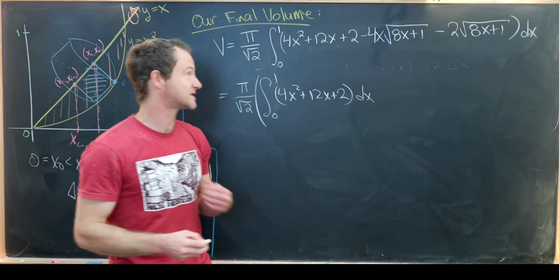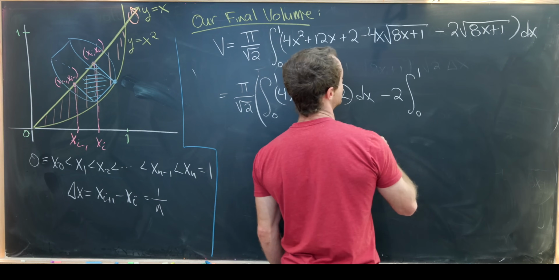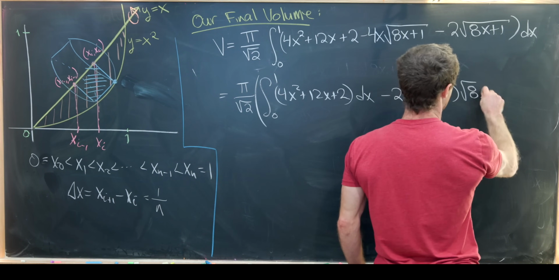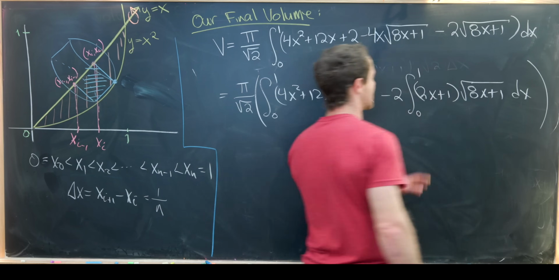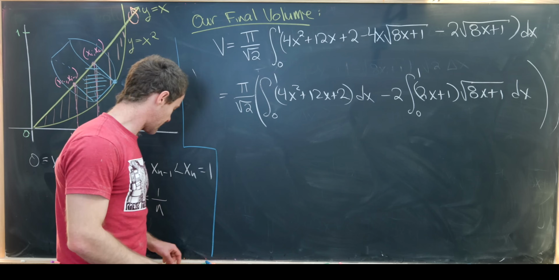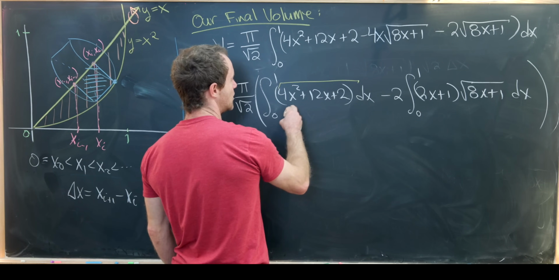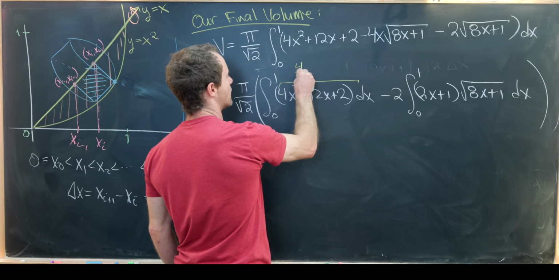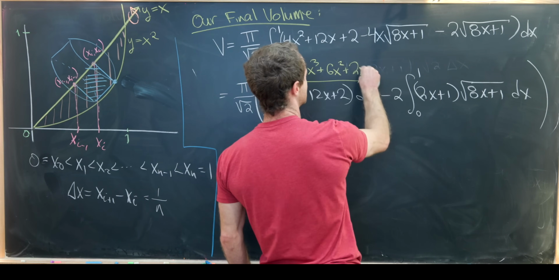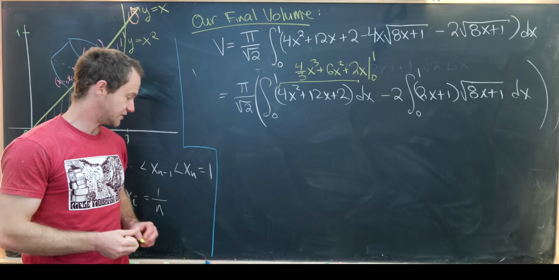Notice I can factor out a minus 2 from that. So I'm going to have minus 2, the integral from 0 to 1 of, let's see, I'll have left 2x plus 1 times the square root of 8x plus 1 dx. I know I had those together before and I separated them out, but I'm going to put them back together. So now let's calculate this bit really quickly. Notice the antiderivative here will be equal to 4 over 3 x cubed plus 6x squared plus 2x. We need to evaluate that from 0 to 1. So I'll let you do the arithmetic. That shouldn't be too bad.